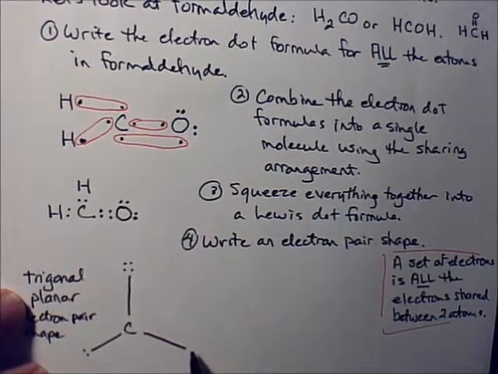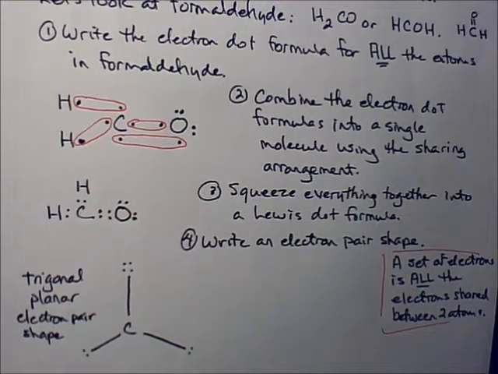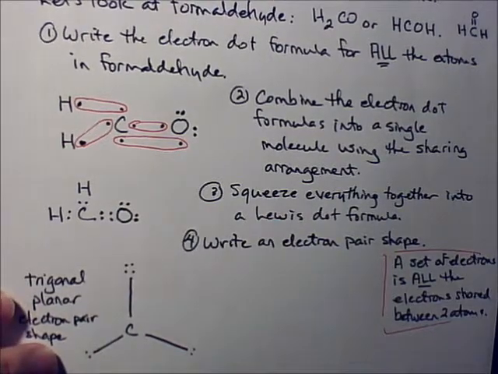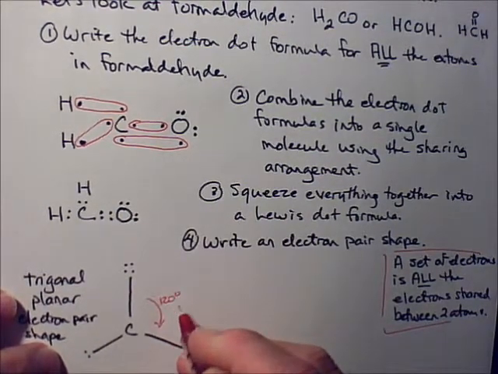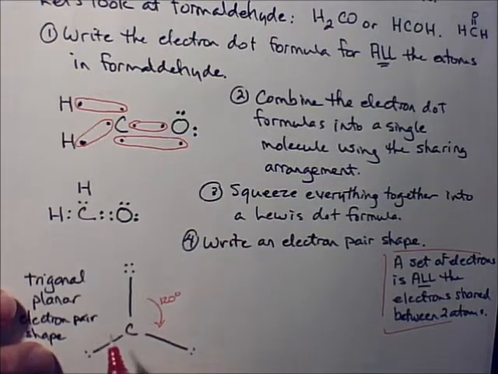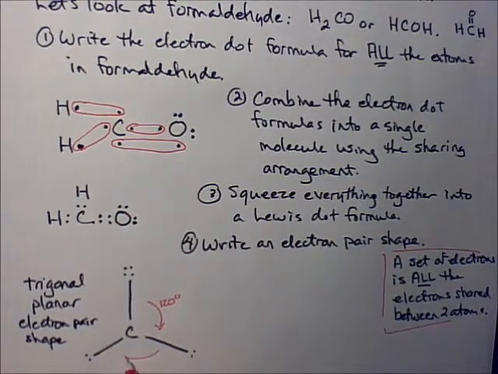Okay? We're going to put these down here. And there's our trigonal planar electron pair shape for formaldehyde. And all these angles are the same. They're all 120 degrees. Now, we'll get to the type of orbitals we have actually here in a minute. So all these are 120 degrees.